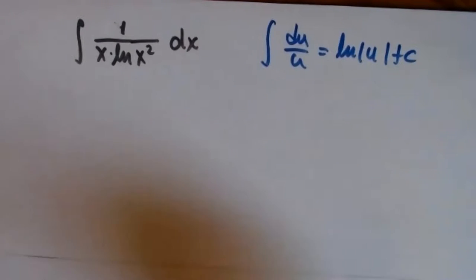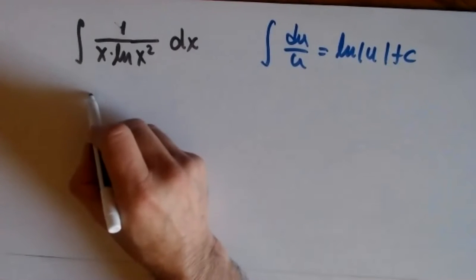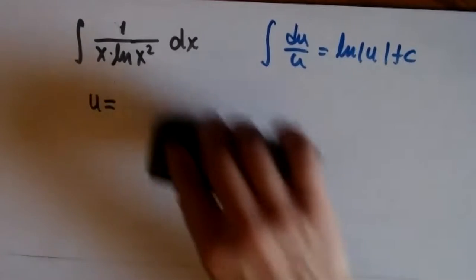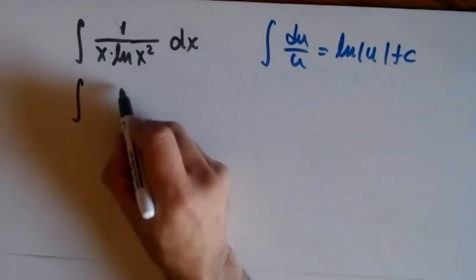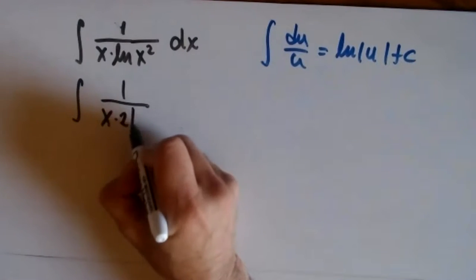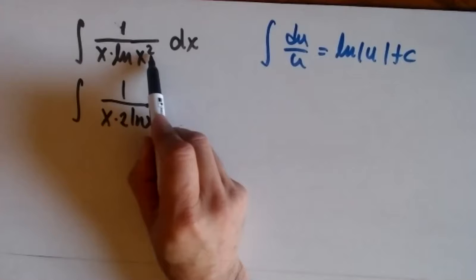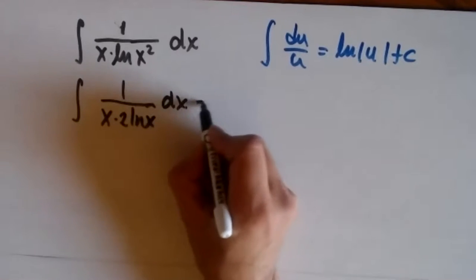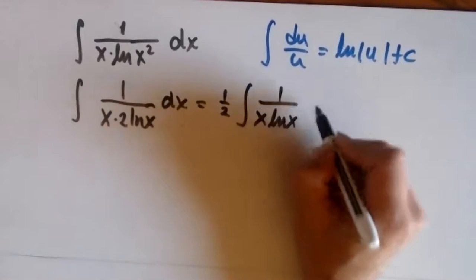Now, here is a problem. I have both functions in the denominator, so I have u equals x and ln x squared. Obviously, I can do this before the u substitution. This is the integral of 1 over x times 2 ln x. Why? Because the logarithm of a power is the power times the log of the base. So this is going to be 1 half the integral of 1 over x ln x.